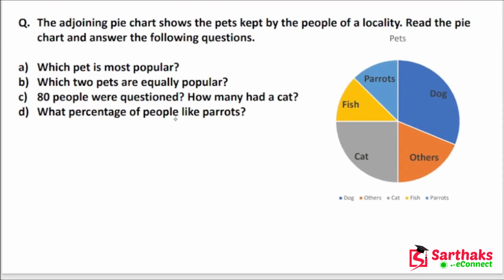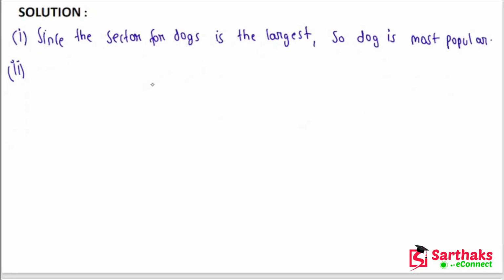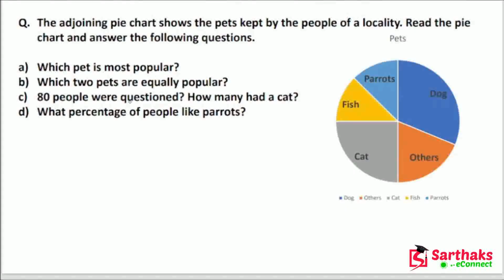Let us talk about the second part. Which two pets are equally popular? You can clearly see that the sectors of fish and parrots, though we are not given the area, seem to be of equal area. So these two pets are equally popular. We can write the direct answer as parrots and fish.